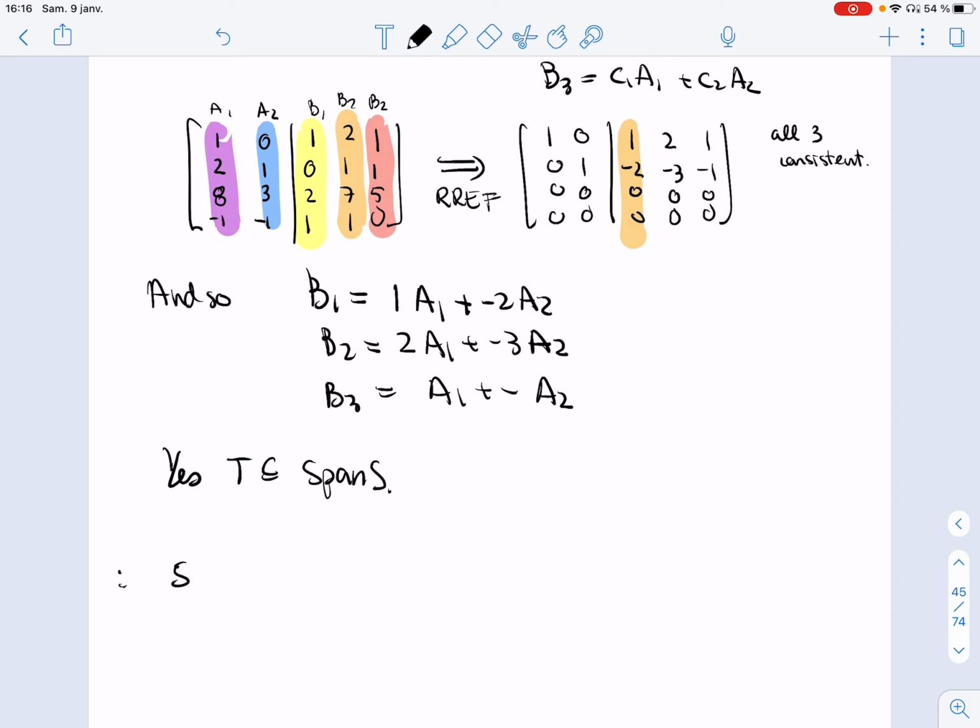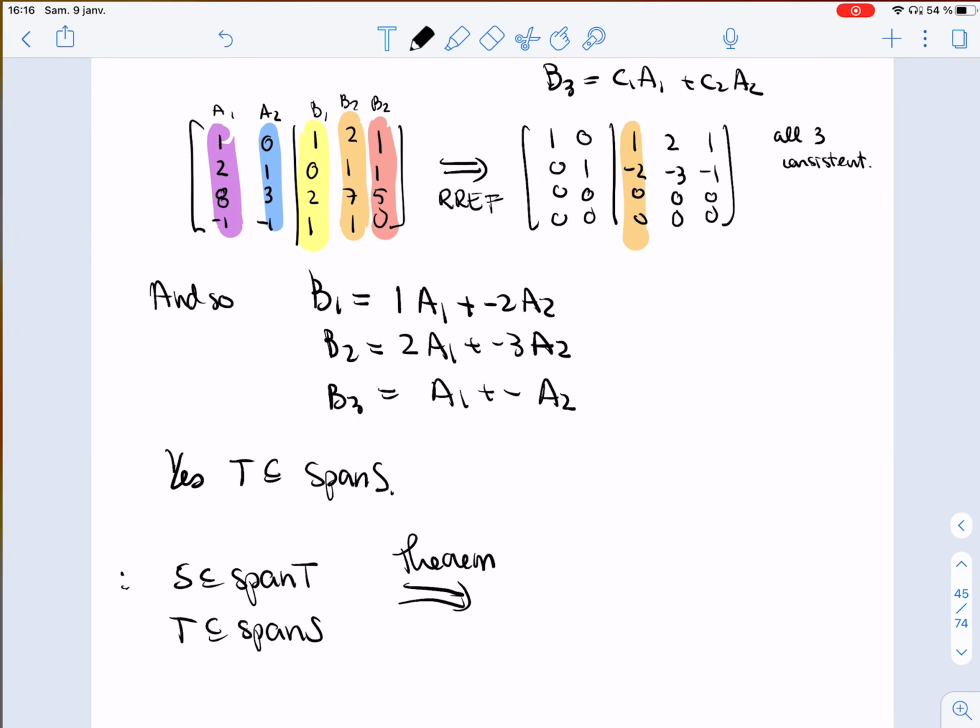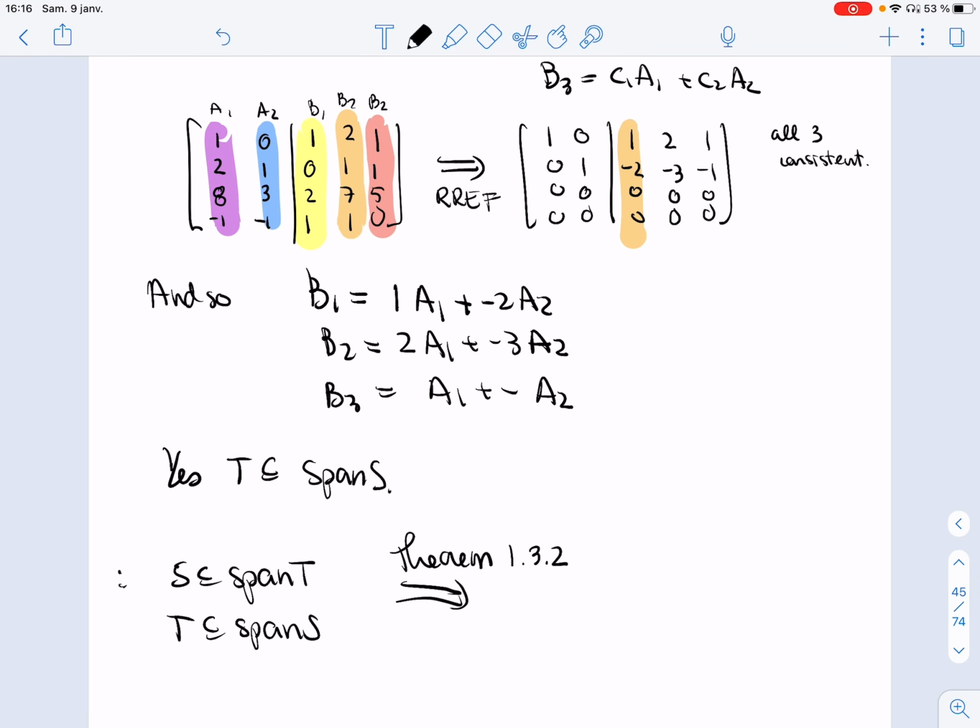Since we have S is inside span of T and T is inside span of S, theorem 1.3.2 tells us that the span of T and span of S are equal.